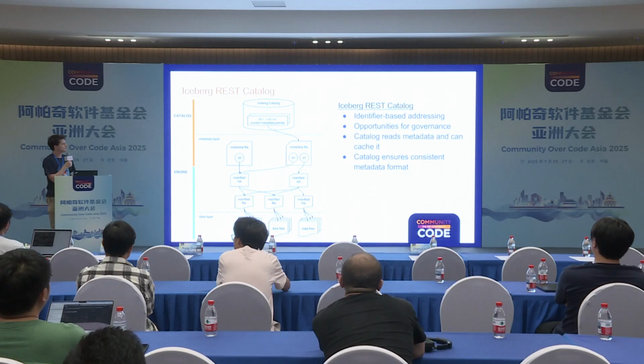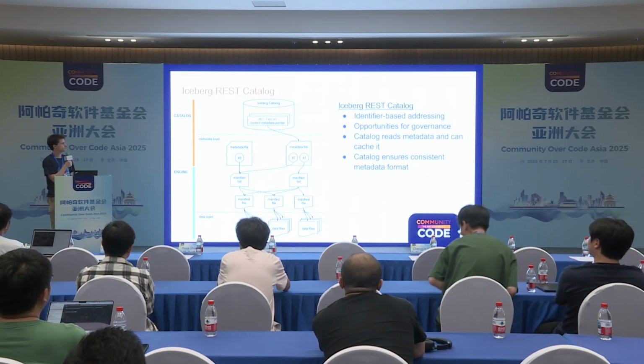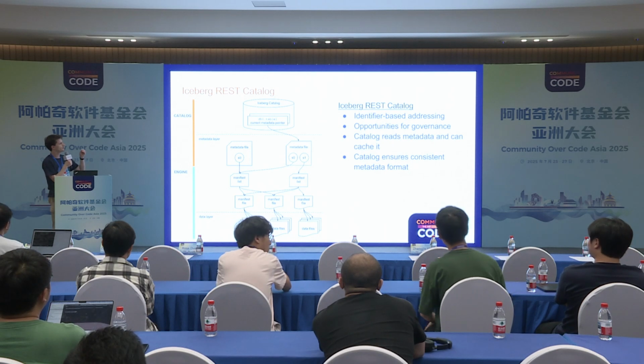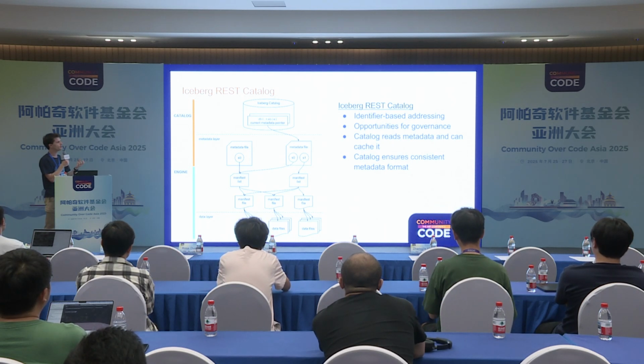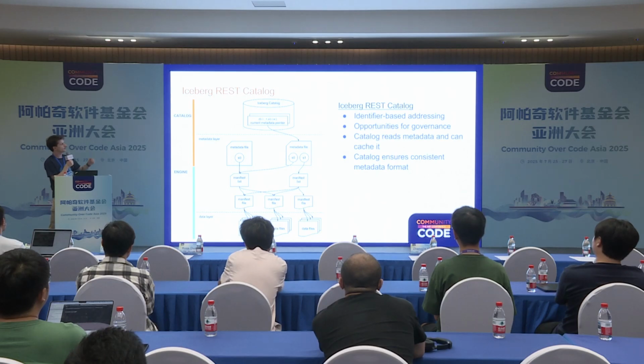So what this means is that the catalog can cache the metadata file, it can compress them, it can fragment them, it can store them however it wants. It's just responsible for implementing a REST API. This also ensures consistent metadata format. So you don't have to worry about breaking your table with some weird client because the REST catalog is responsible for managing. So you can see the catalog is kind of coming down the stack a little bit here.